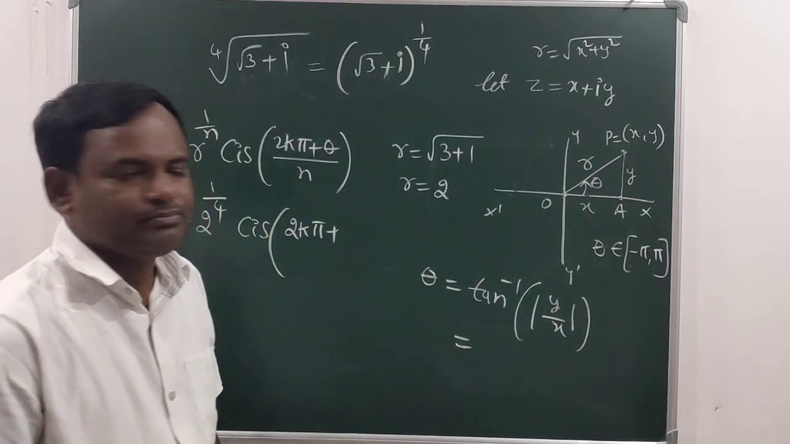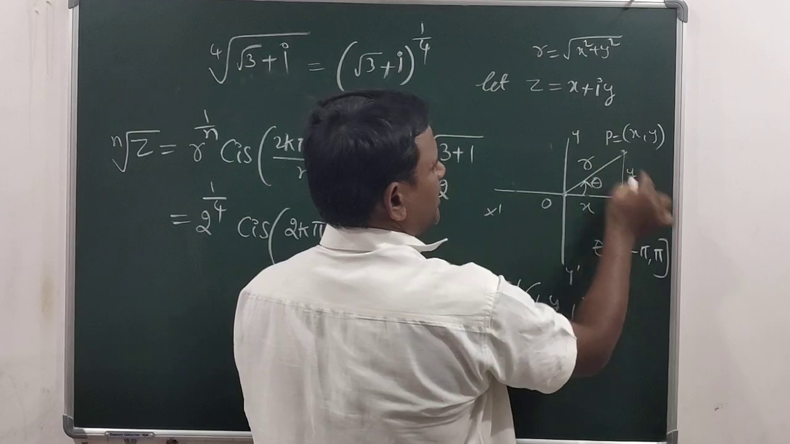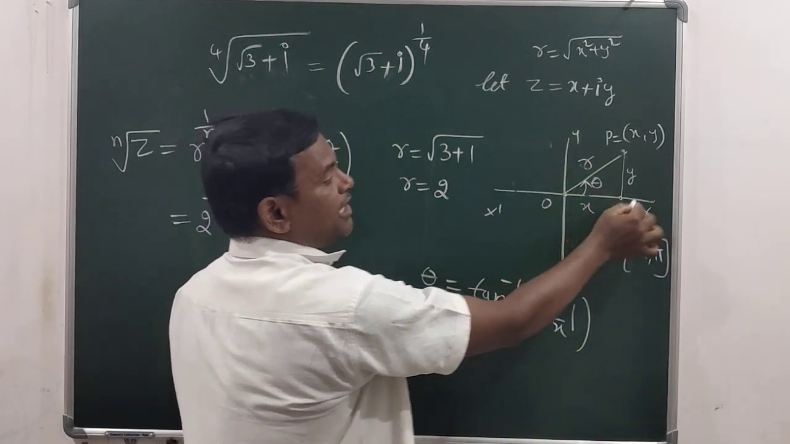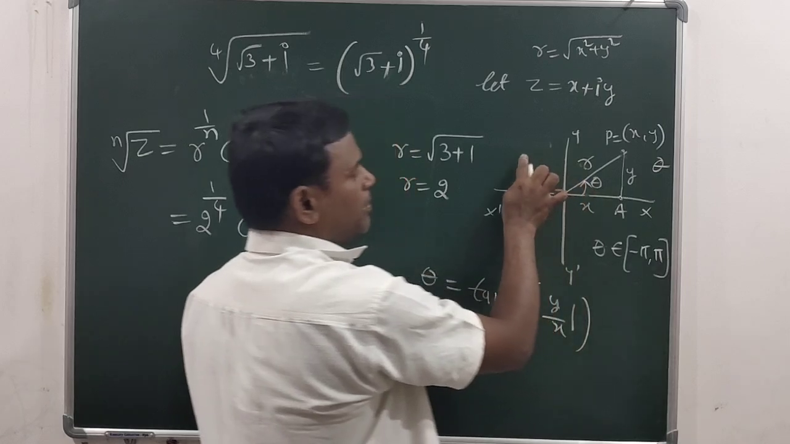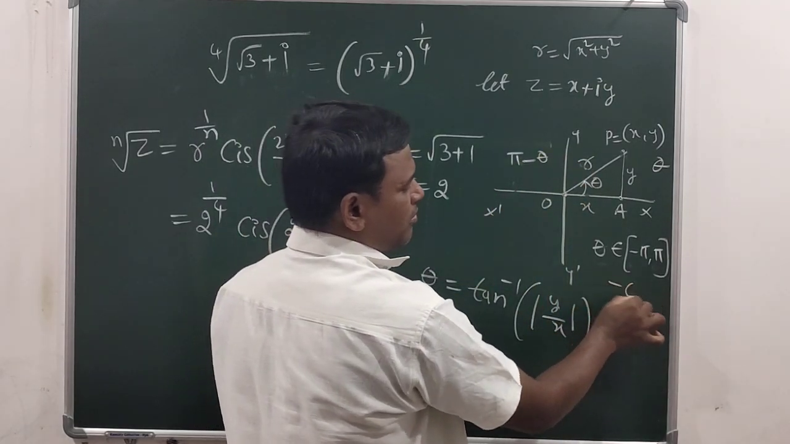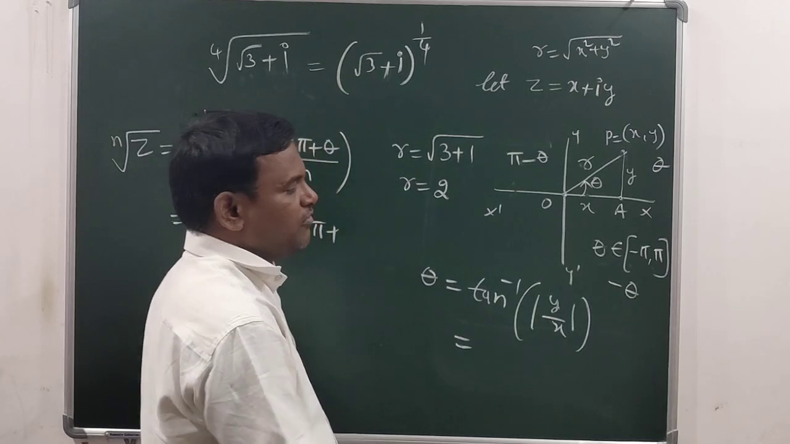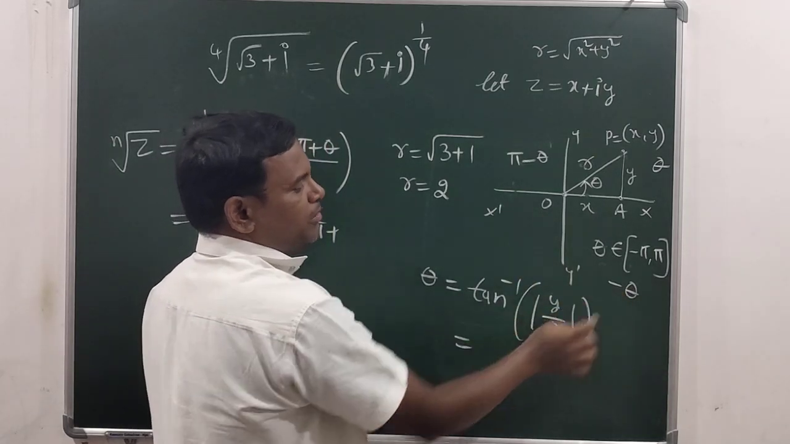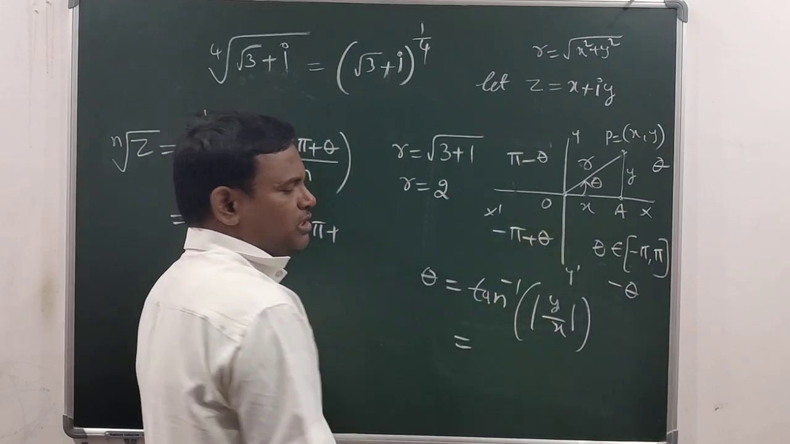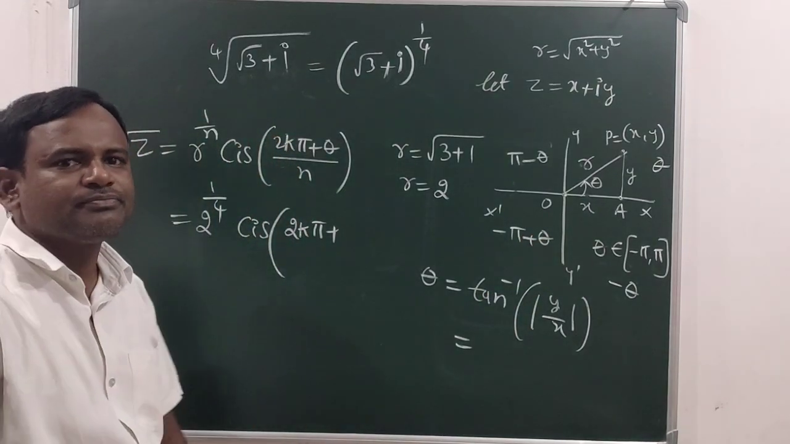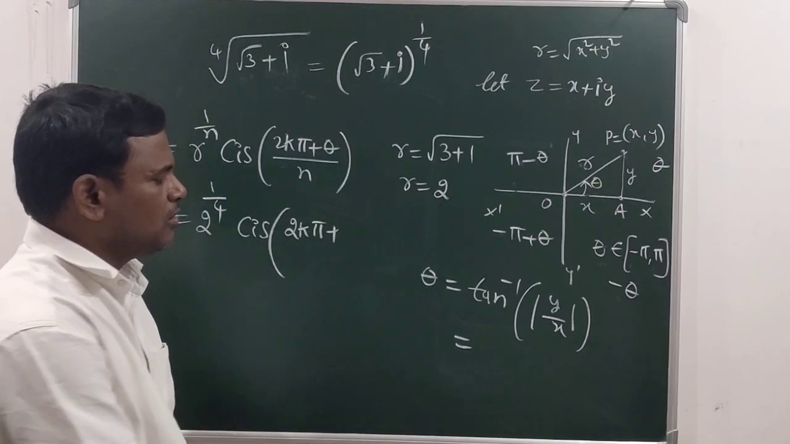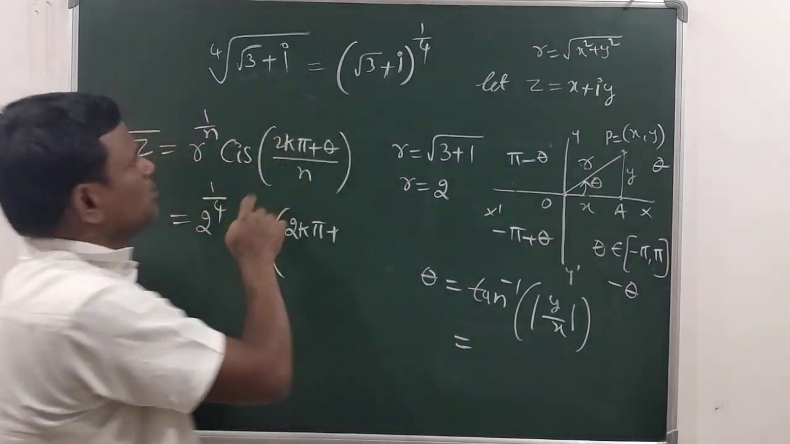If it belongs to the third quadrant, minus pi plus theta. You know, what is the argument of a complex number? If it belongs to the first quadrant, theta. If it belongs to the second quadrant, pi minus theta. If it belongs to the fourth quadrant, minus theta. In the third quadrant, minus pi plus theta. You know this, which you have learnt in complex numbers. Right.